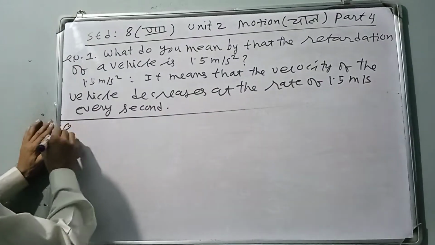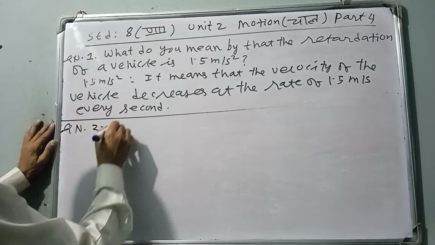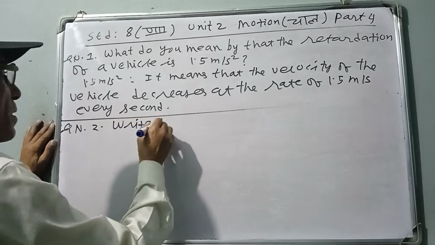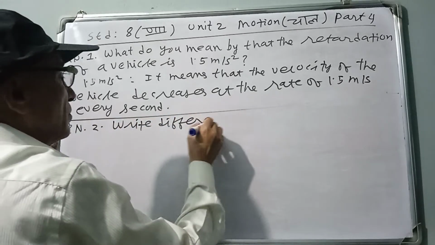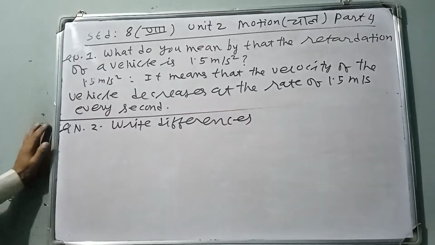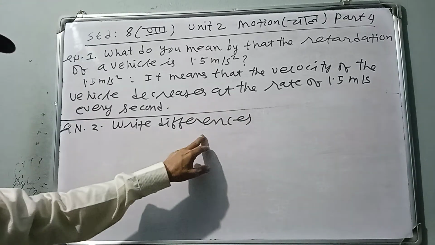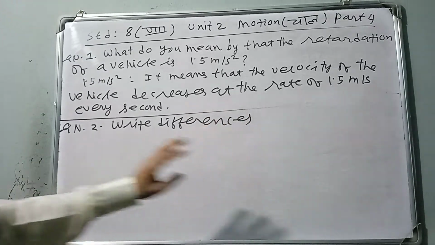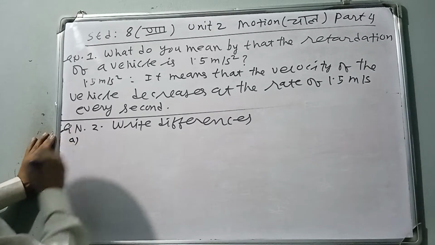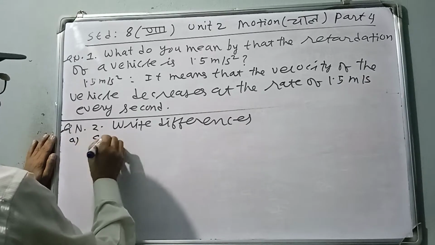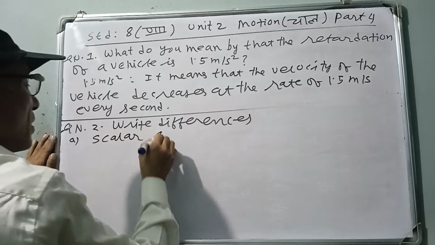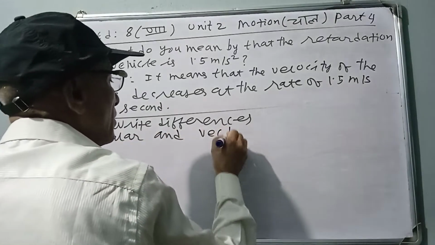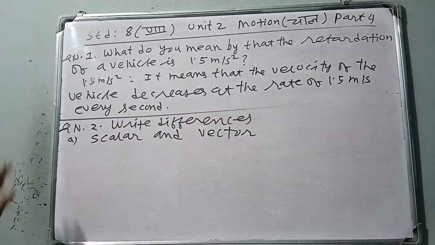Question number 2. Write differences. Last time I wrote the differences between speed and velocity, rest and motion. Today, some scalar and vector. Scalar and vector quantities with example.